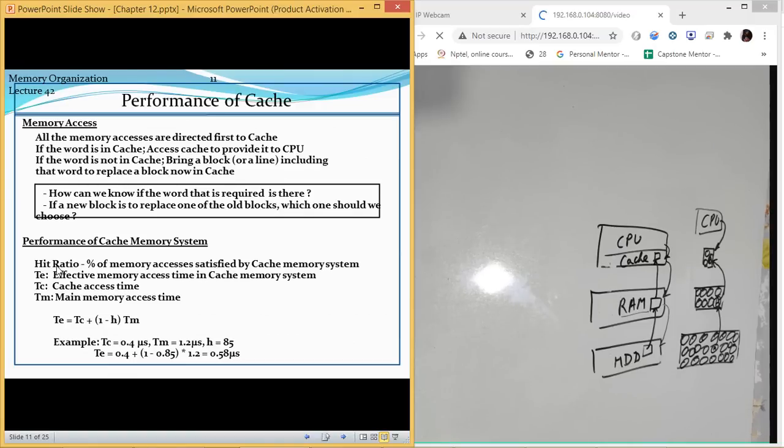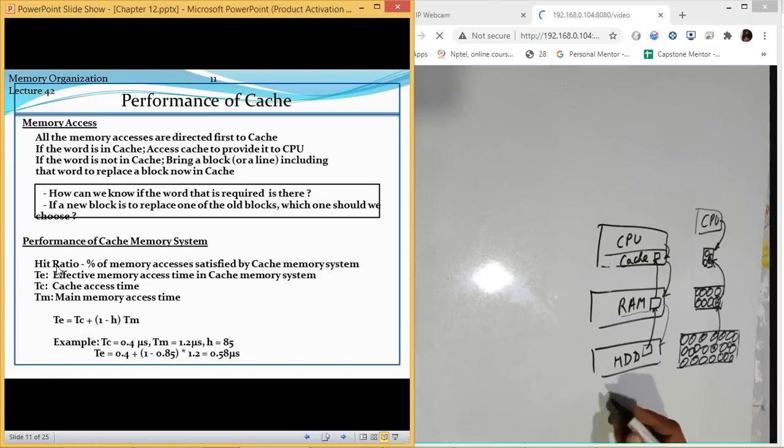So that is a hit. If your CPU is not able to find the data, it is known as a miss. So the ratio between hit and miss is known as the hit ratio. The ratio between these two, the number of times your system is able to find the data inside the cache and the number of times the CPU is not able to find the data, is known as the hit ratio.